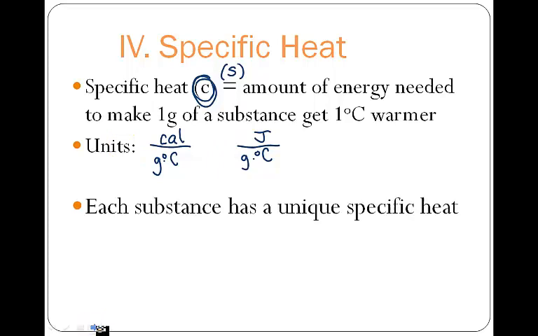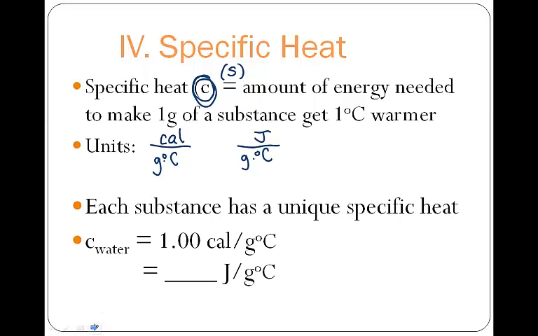And as I mentioned earlier, each substance has a unique specific heat, but there is one substance whose specific heat you need to memorize because we will be using it constantly. And that is the specific heat of water. Water has a specific heat of 1.000000 calories per gram degree Celsius. That's because they came up with the unit calories based on how much energy it took to heat 1 gram of water to make its temperature go up 1 degree Celsius. So it's exactly 1. Sig figs are infinite. It won't ever determine your sig figs.